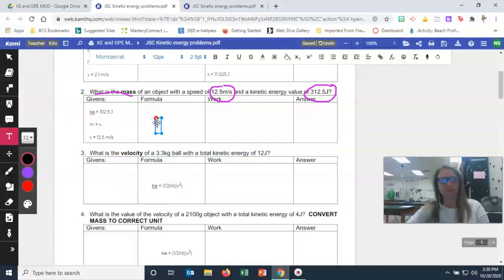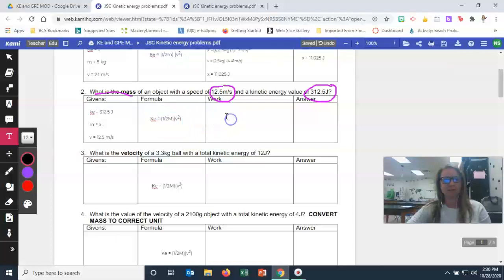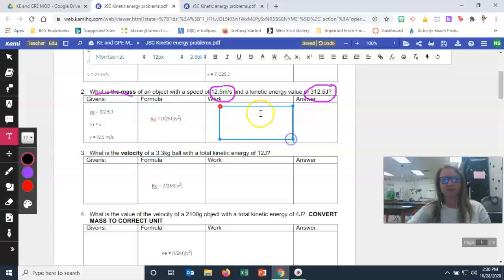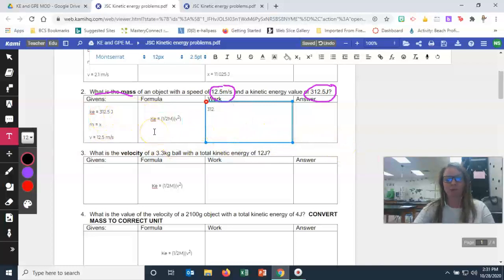So now let's plug in and solve. This one is a little bit more of a manipulation. Not too much, but just a little bit more. So KE, we're going to plug in 312.5 joules for kinetic energy, and that equals 1/2 of our mass, which is x. We don't know that variable. And we are going to square our velocity, which is 12.5, with a superscript 2 behind it. So here's our equation.